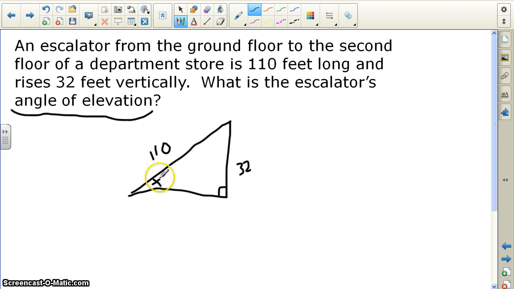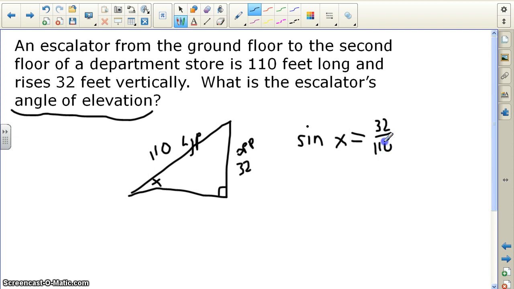Okay. All right, so based on what we have, if we're looking for this angle, that means that 32 is our opposite, and this 110 is our hypotenuse. So I've got opposite and hypotenuse. Since we have opposite and hypotenuse, that's going to be our sine function. So we're going to use sine of our angle, which we don't know, so it's just going to be x, equals our opposite side, which is 32, over our hypotenuse, which is 110.